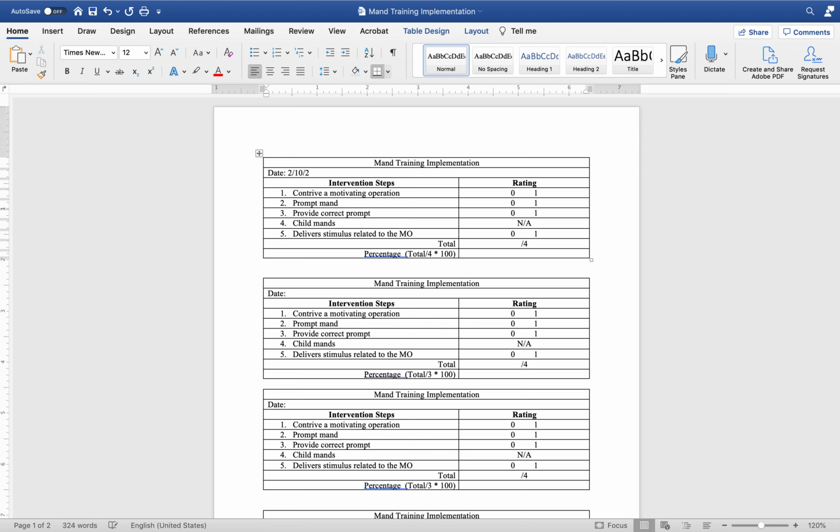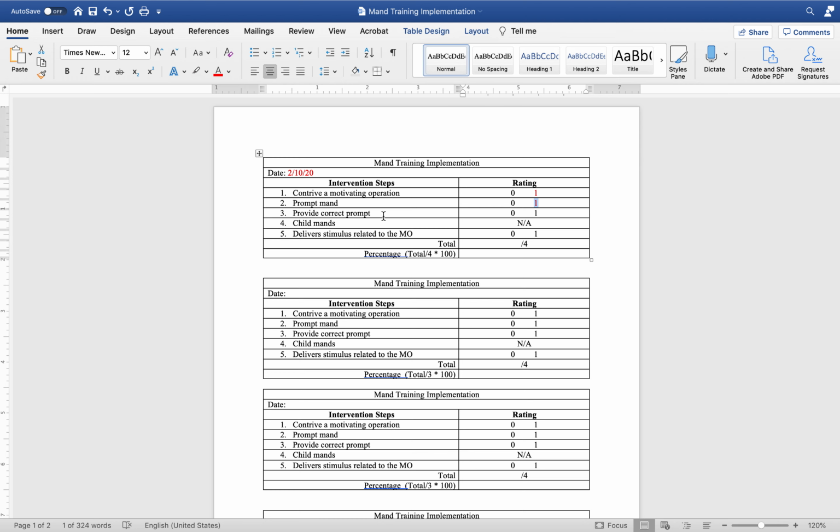So let's say it's still February, and I'm observing my partner, and they're able to contrive the motivating operation. They find an item the child likes, make sure the child sees that they have it, and then I would mark a 1. And then if they just prompted the MAND, whether it's a full prompt or a partial verbal, I would do 1, regardless of what it was.